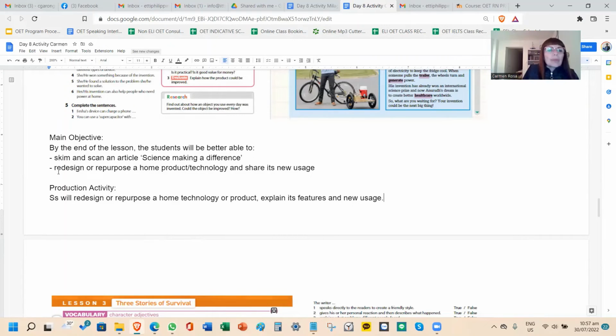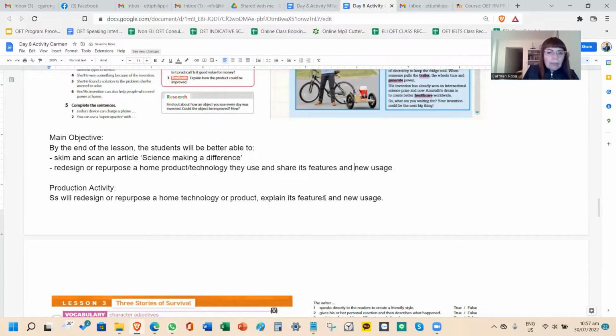here, your main objective, you have to say, be able to invent a new technology that is useful at home. It has to be their own. Okay. Redesign or repurpose a home product technology they use, it has to be about them. They use and share its features and new usage.